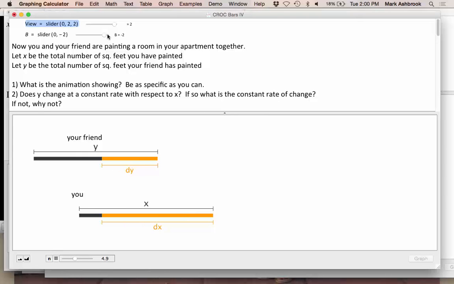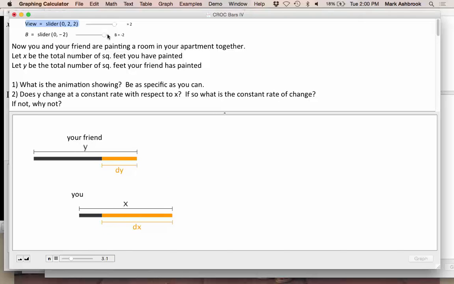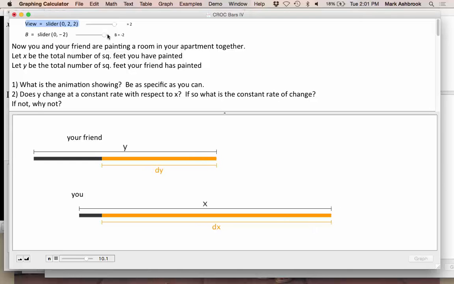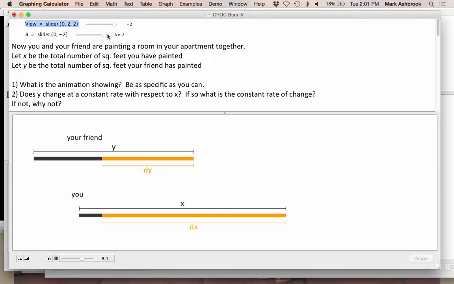Okay, how many people think yes, y changes at a constant rate with respect to x? How many people think no? Okay, let's start with the no's. Why not? What are you looking at that you would say, no, it does not change at a constant rate? Anyone want to explain what you're thinking there?